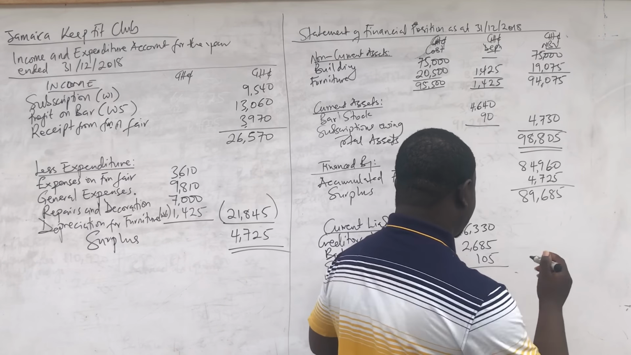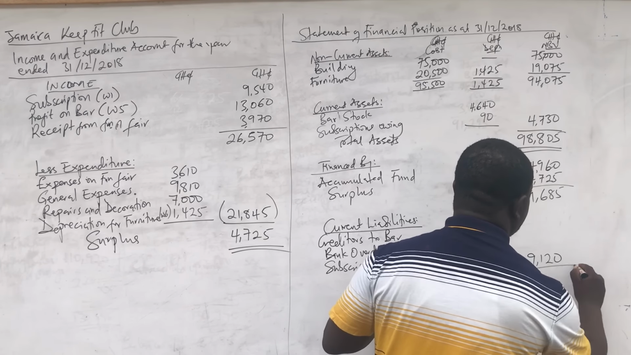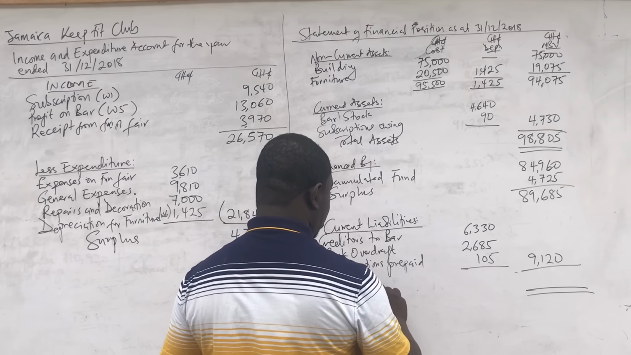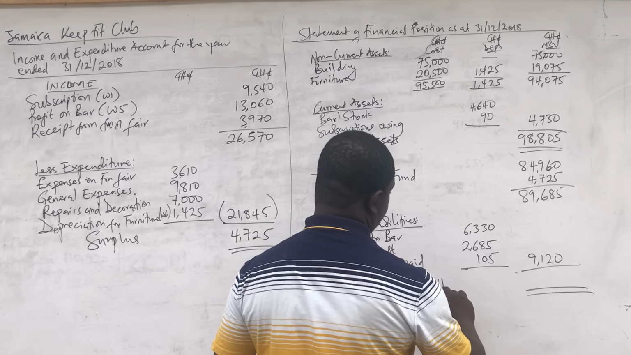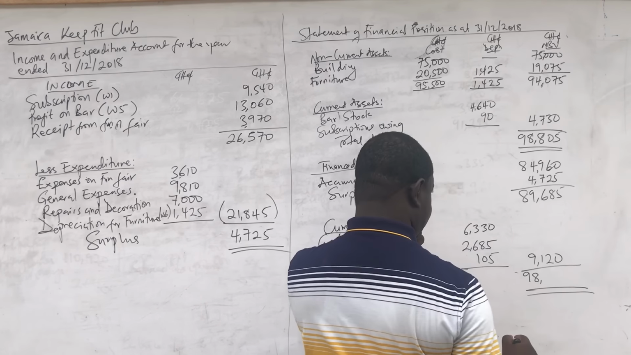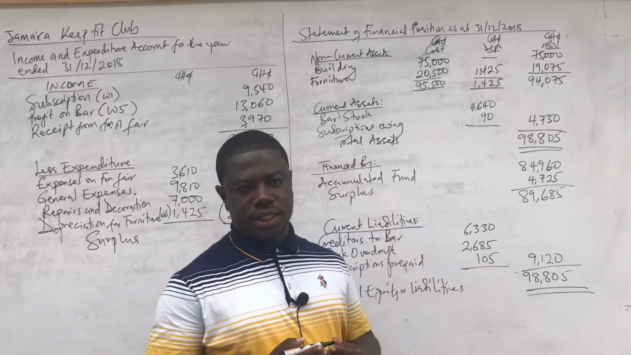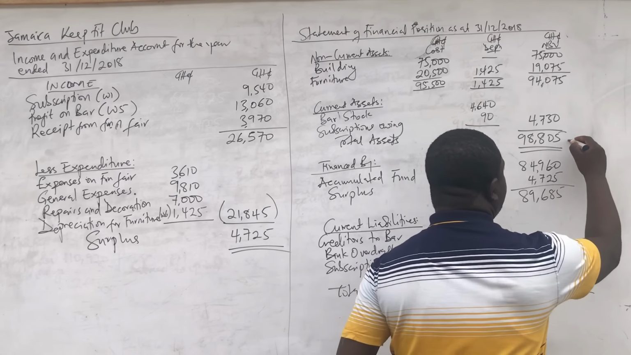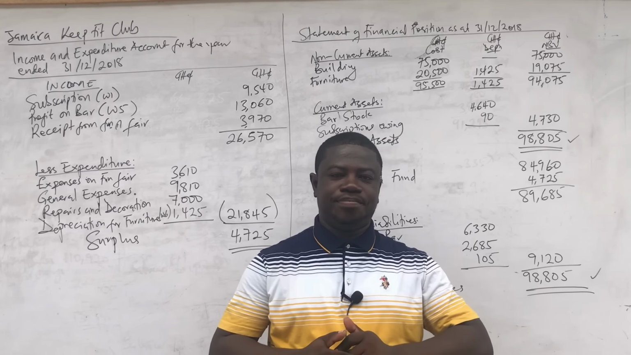And so the total for the liabilities is 9,120. And so our total equity and liabilities is going to be 98,805 Ghana cedis. Meaning that the two are equal, and so it has balanced.